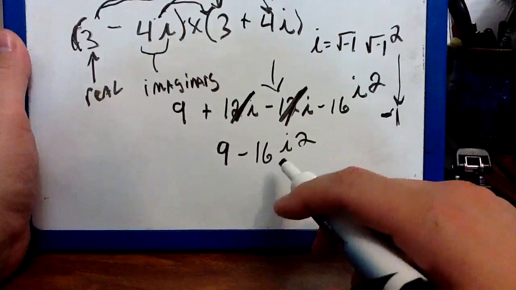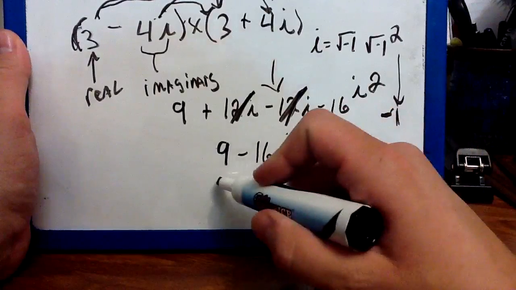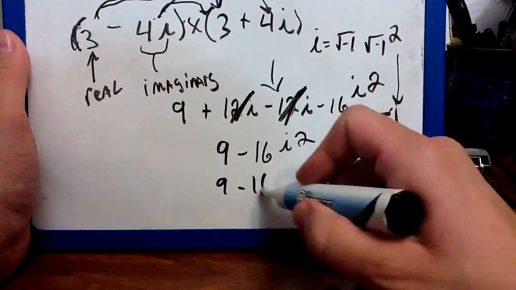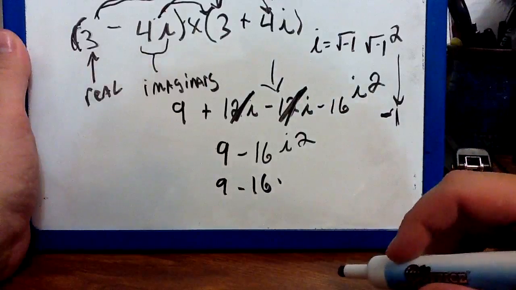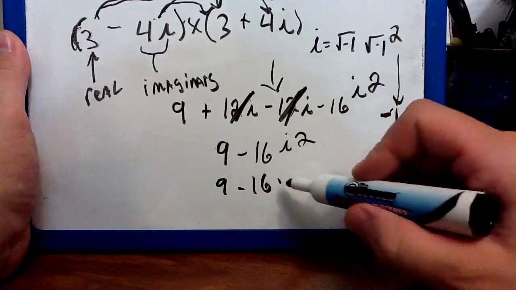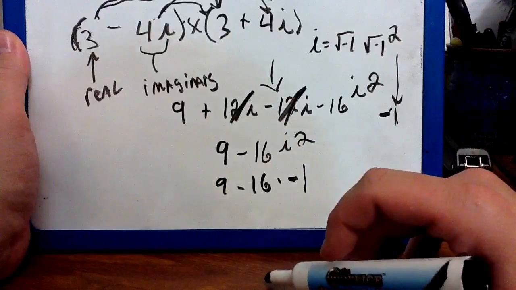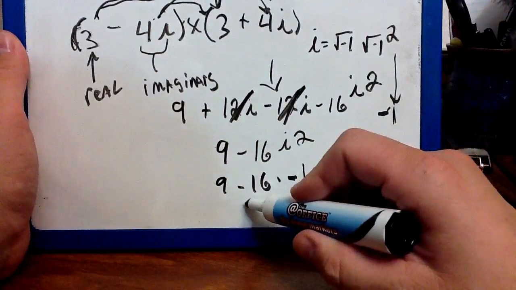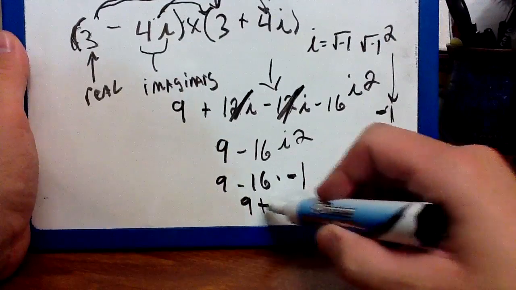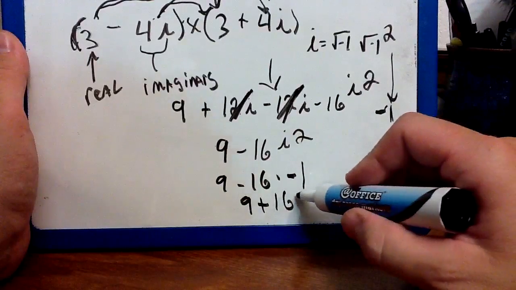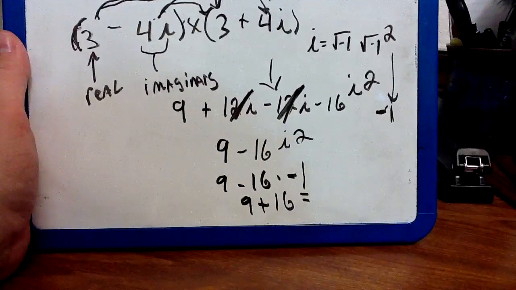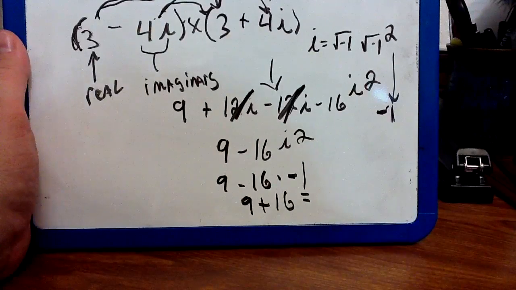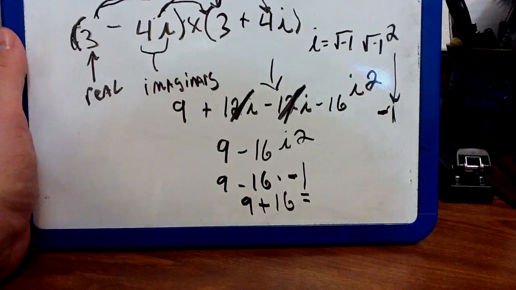So really what I have here is 9 minus 16 times i squared, right? And i squared is nothing more than -1. Well, what's -16 times -1? Well, that's 16. So, in fact, what I have here is 9 plus 16. And lo and behold, that gives me a real number. It's really interesting how this works out and how we can use this concept of the complex conjugate to our advantage.